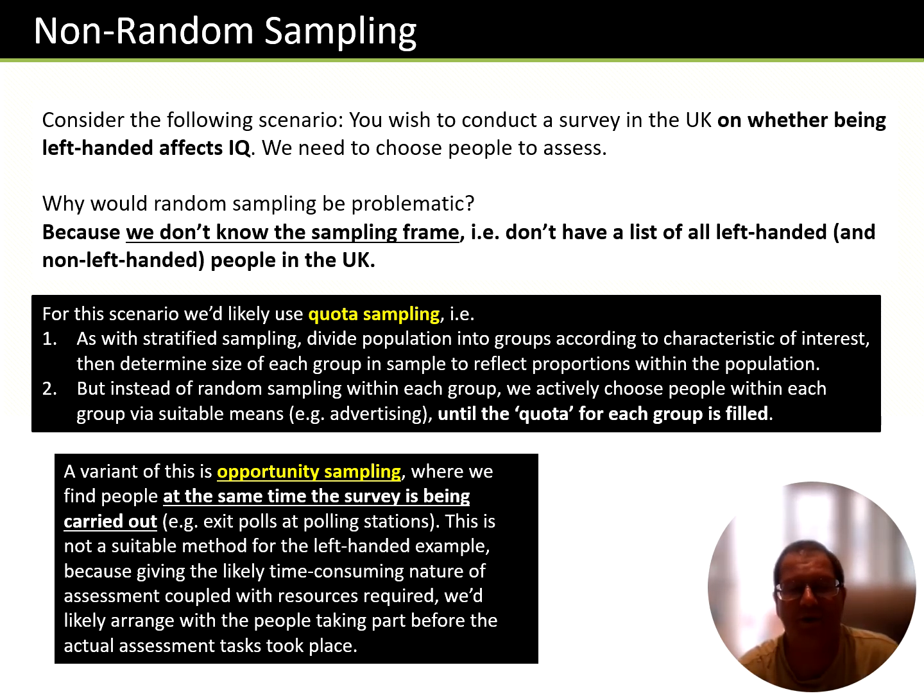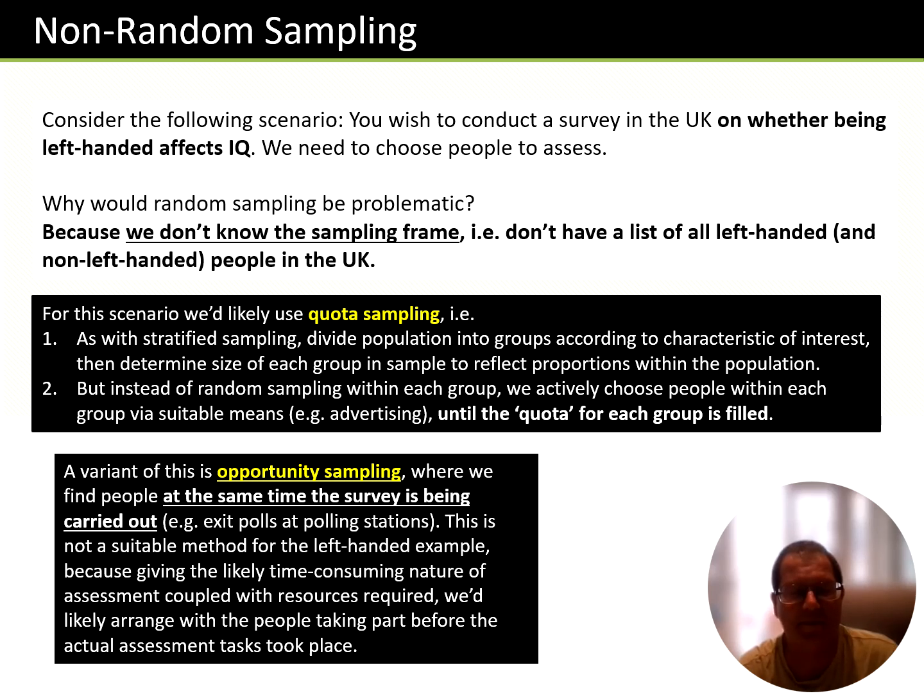But instead of random sampling within each group, we actively choose people within each group and via suitable means, for example, advertising, until the quota for each group is filled. Okay, we can't use a sampling frame to select people. Okay, we just have to find another way of collecting enough people to fill whatever size our sample size is.